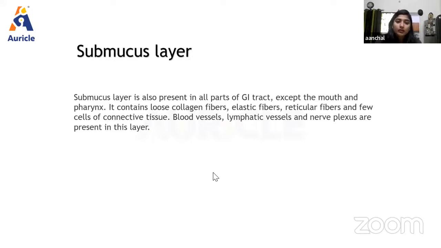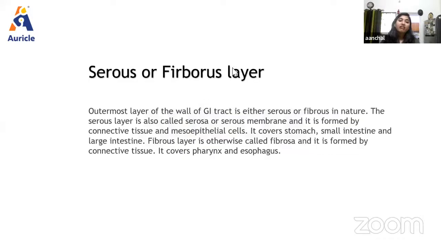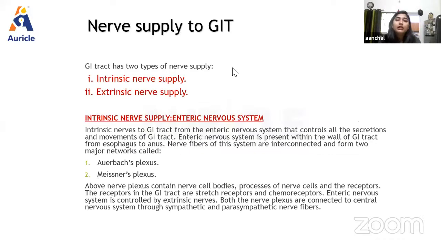In the diagram, we can see this is the submucous layer here. Then we have muscular layer. The muscular layer is present in lips, cheek, and wall of pharynx, and contains skeletal muscle fibers. The esophagus has both skeletal and smooth muscle fiber. Wall of the stomach and intestine is formed by the smooth muscle fiber.